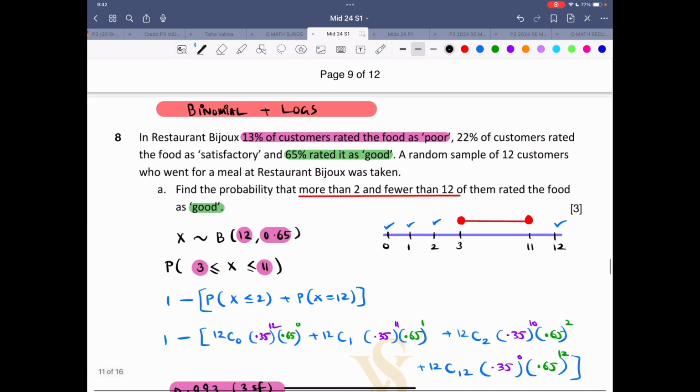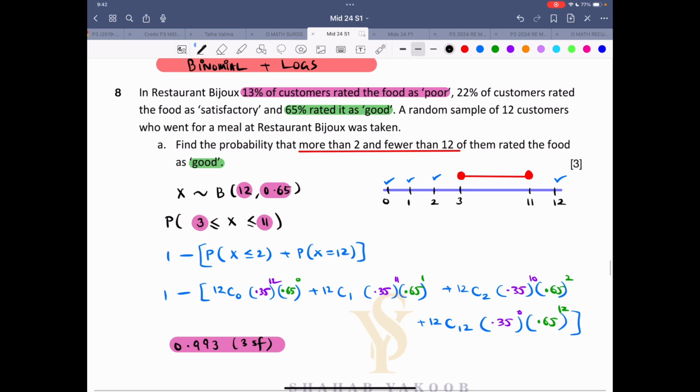Now coming back to question number 8. It says in a restaurant, 13% of the customers rated the food as poor, 20% satisfactory, 65% rated as good. Now there are 3 percentages. First of all, you realize that it's binomial, and whichever event they are talking about, we will use that percentage. If they talk about good, take this percentage. If they talk about satisfactory, take this percentage. If they talk about poor, use this percentage.